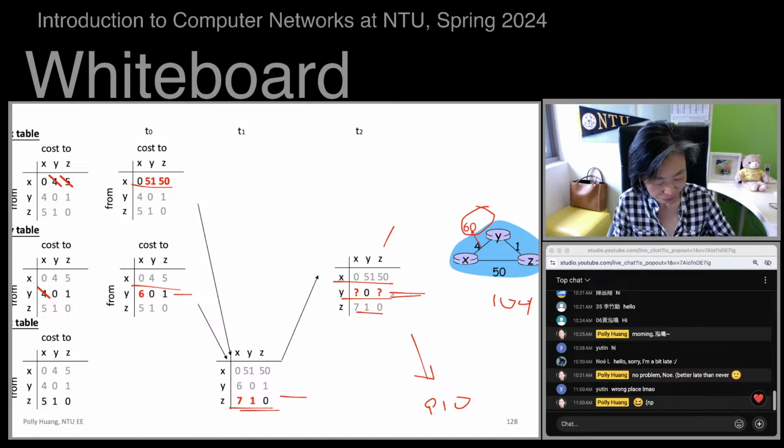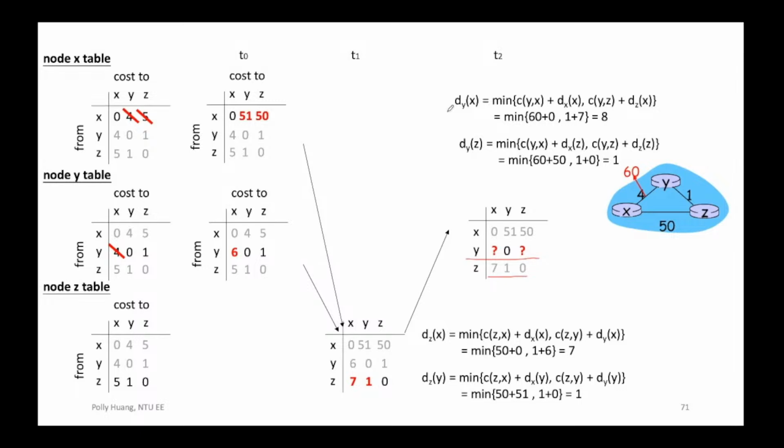Okay. Let me bring up the result. dyx, this value here, is going to be 8. Let's look through it again. From y to destination x, through neighbor x, neighbor z. Link cost 60, link cost 1. The xx is 0, the zx, look up the table, z's x is 7. So, wow, we get 8.